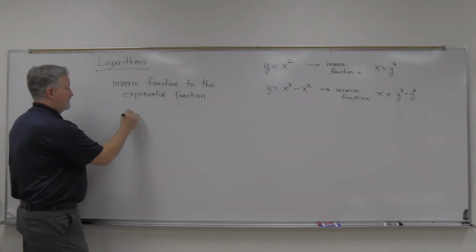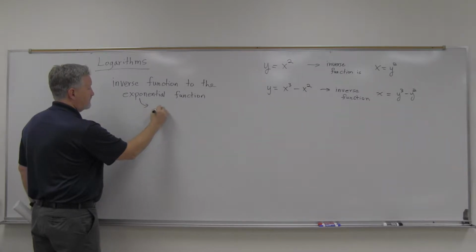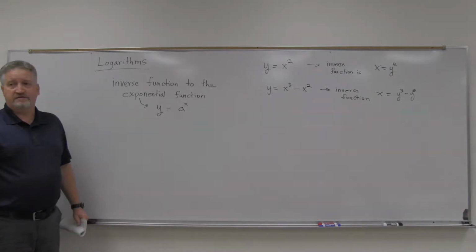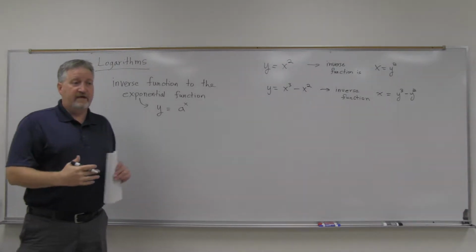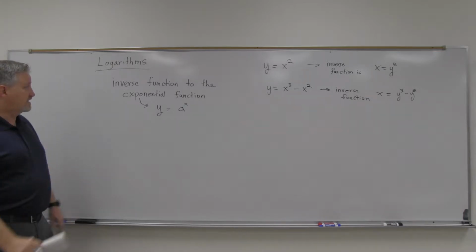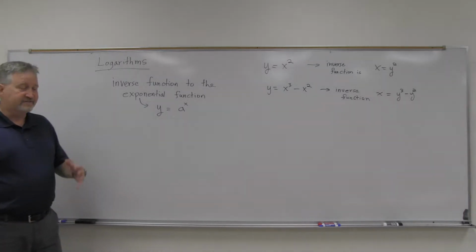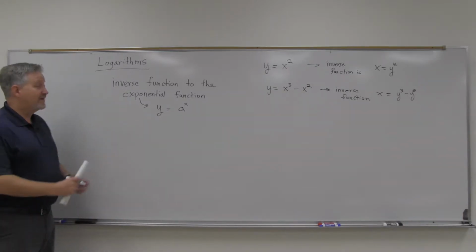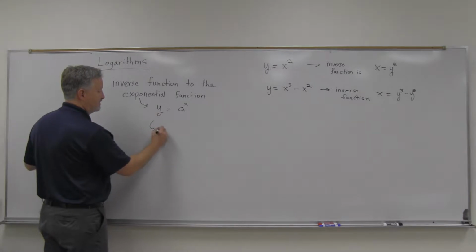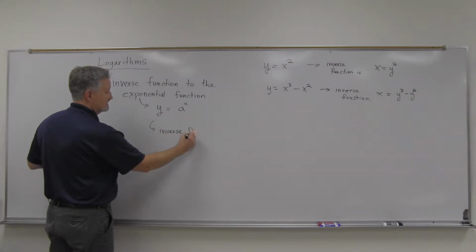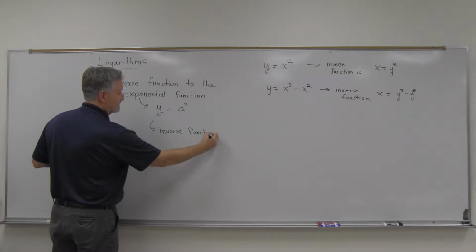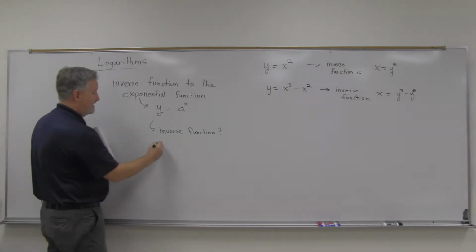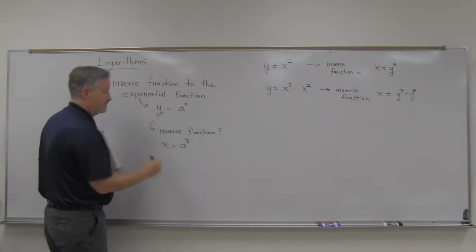Now, if I've got an exponential function, let's just say it's y equals a to the x, right? That's our basic exponential function. We talked about those last time. Looked at the graph, looked at some applications a little bit. That's an exponential function. So the inverse function here would be what? Well, just swap the role of x and y. X equals a to the y.